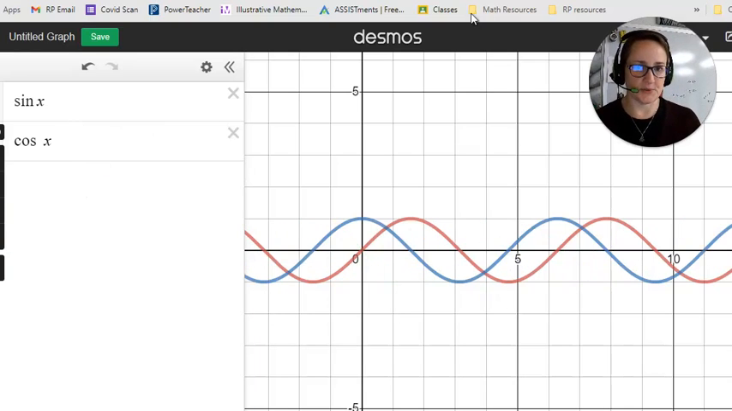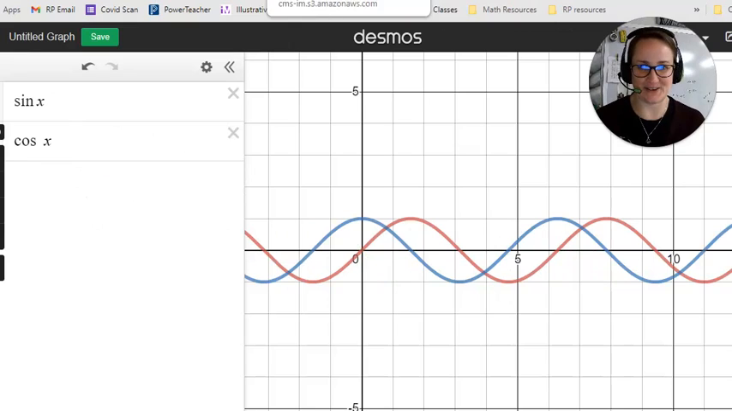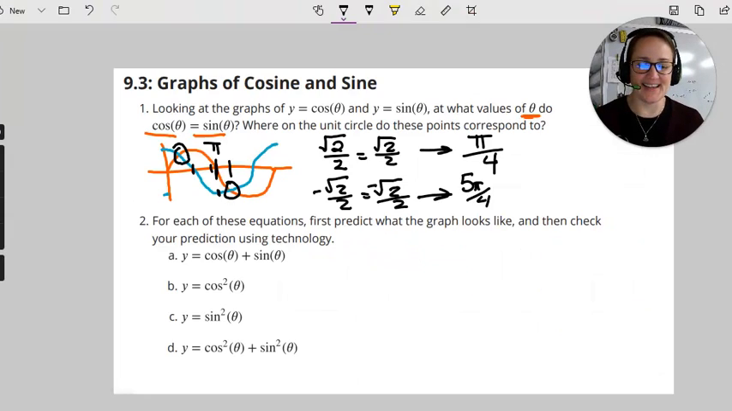So these are the two that we're supposed to be graphing. Come back to reality. But there's a little bit more here, and also a great reason why we're still using technology. For each of these equations, predict what the graph looks like, and then check your prediction using technology. Well, I'm going to skip down to part D, because that's looking pretty familiar.